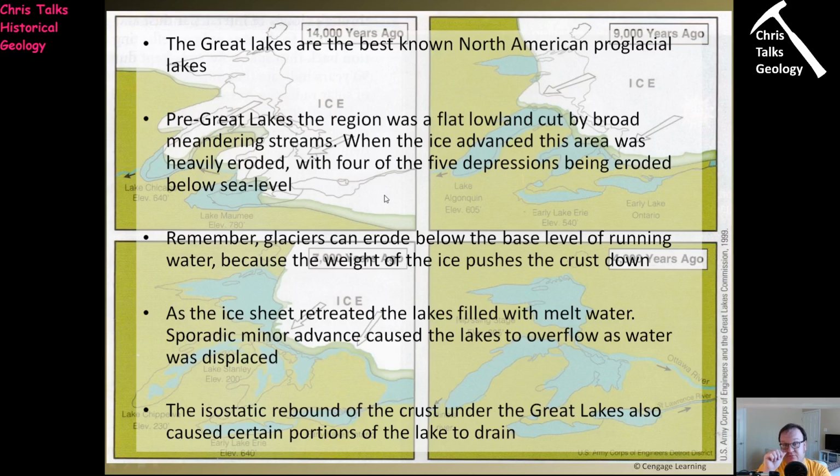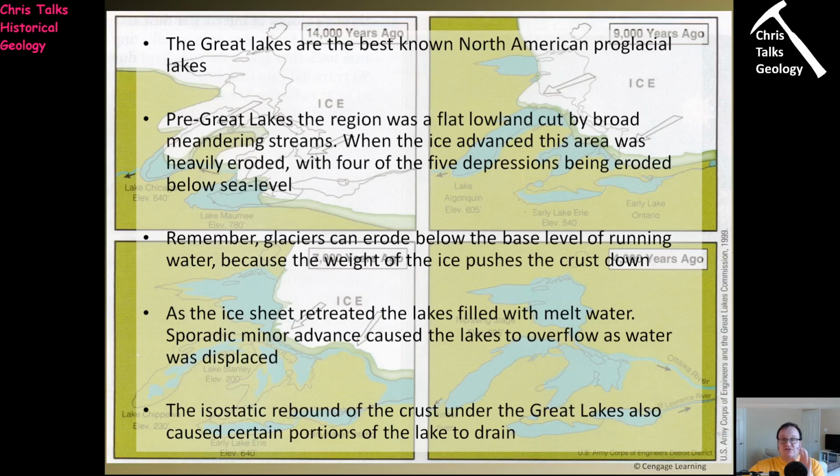So in terms of proglacial lakes, the best example are the Great Lakes. Pre-Great Lakes, the region was an area of lowland cut by broad meandering rivers, so it was very flat terrain anyway. So when the glaciers came over, once again, they eroded the area. So any vegetation, gone. Any soil, gone. So the glacier is moving straight over the bedrock.